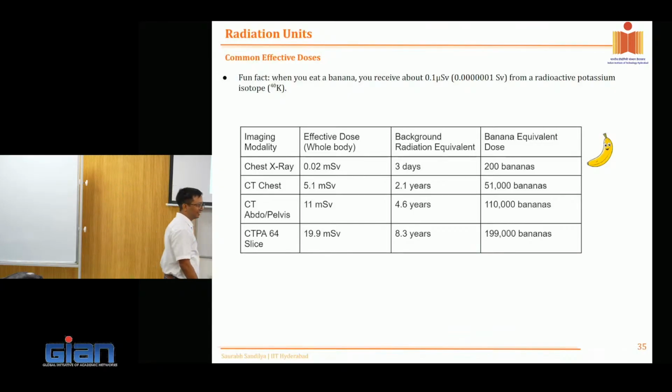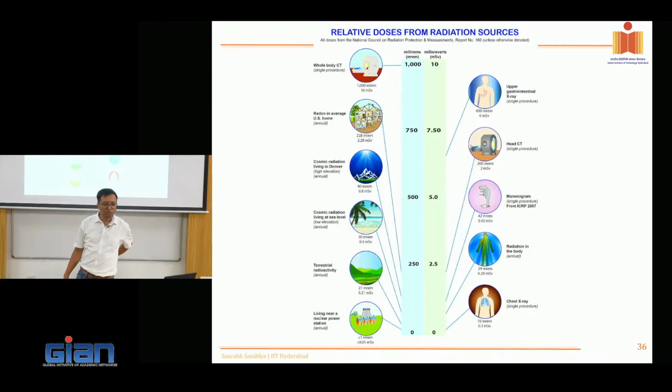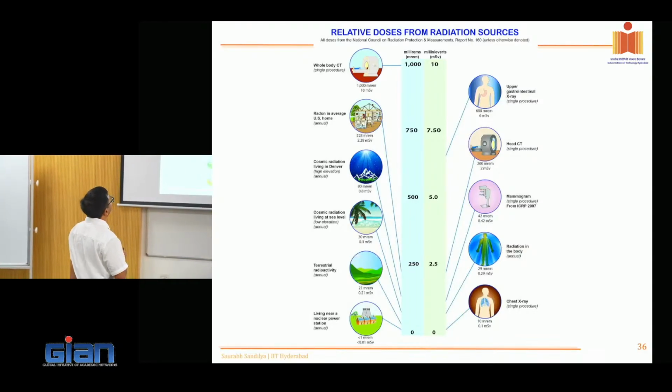One last thing is the relative doses from different radiation sources that you receive. A whole body CT gives you 10 millisievert of dose. A radiation worker is allowed 20 millisievert, or 100 millisievert in 5 years. That is a better way to say it. I think it can go to 30 millisievert in 1 year, but averaged out as per India it is 100 millisievert in 5 years.